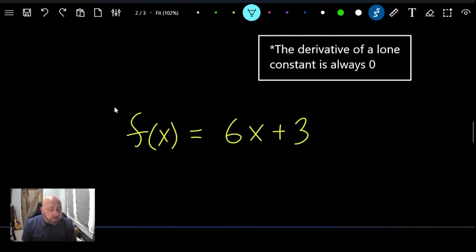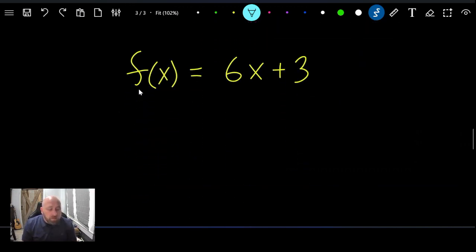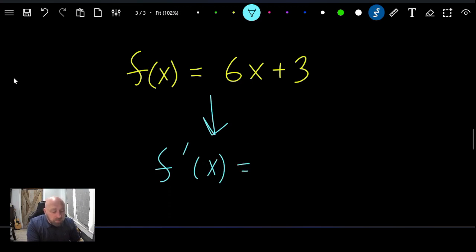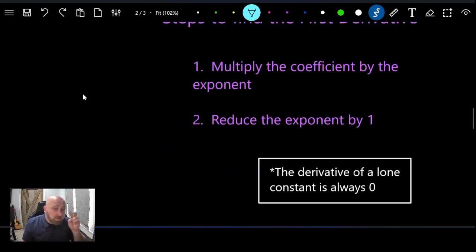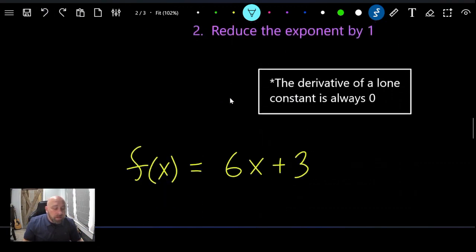All right, so let's go ahead and try this. Let's just follow these rules. So here's our function, and what we want to do is solve this and get our f prime of x equals something. That's what we're looking for. So how are we going to accomplish that? We're going to follow the rules. We're just going to go up here to the rules. This is the short method. So multiply the coefficient by the exponent.